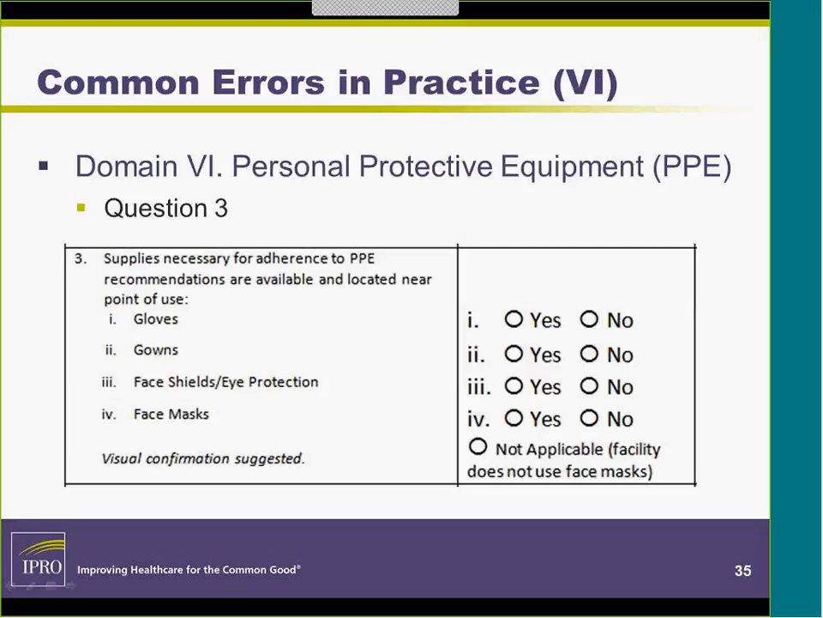So then 6, personal protective equipment, PPE. Question 3, substances necessary for adherence to PPE recommendations are available and located near point of use. And then it goes through all the PPE.